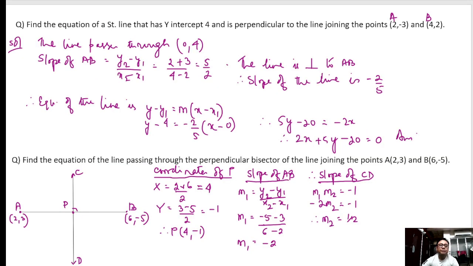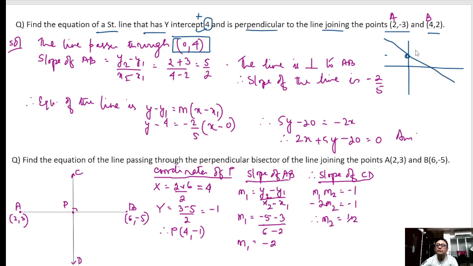Next, let us see the next sum, friends. Find the equation of a straight line that has a y-intercept 4, that means +4, and is perpendicular to the line joining the points given. Okay, so first of all, the line has y-intercept 4. That means this is the point where the line is crossing the y-axis. So this is that point (0, 4).